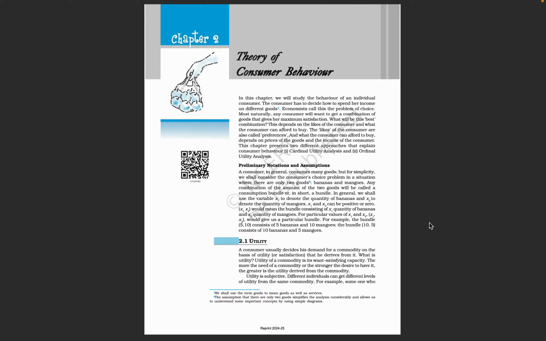(x1, x2) would mean the bundle consisting of x1 quantity of bananas and x2 quantity of mangoes. For particular values of x1 and x2, (x1, x2) would give us a particular bundle. For example, the bundle (5, 10) consists of 5 bananas and 10 mangoes. The bundle (10, 5) consists of 10 bananas and 5 mangoes.